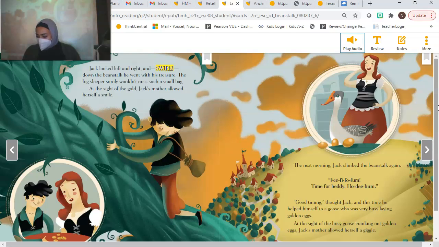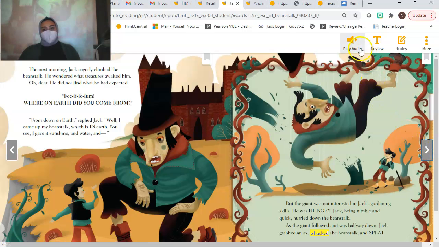How does his mom respond this time? Amaria? She giggles and sees the goose. I think she is happier now because Jack is bringing home things that are worth a lot of money. Gold is worth a lot of money. You know that, right? Okay.